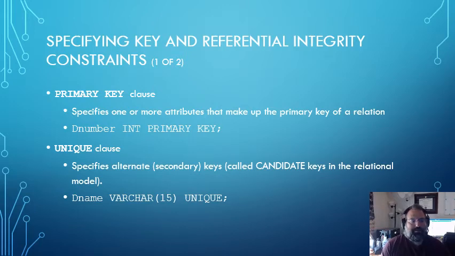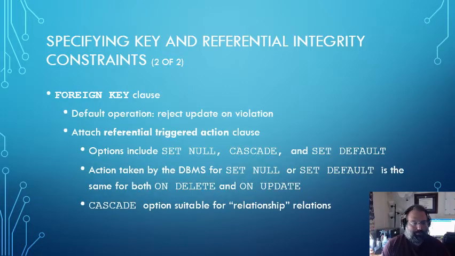The primary key clause specifies one or more attributes that make up the primary key of a relation. So in this case, Dnumber is the primary key. The unique clause specifies alternative secondary keys, called candidate keys in the relational model, and you basically say that it is to be unique.